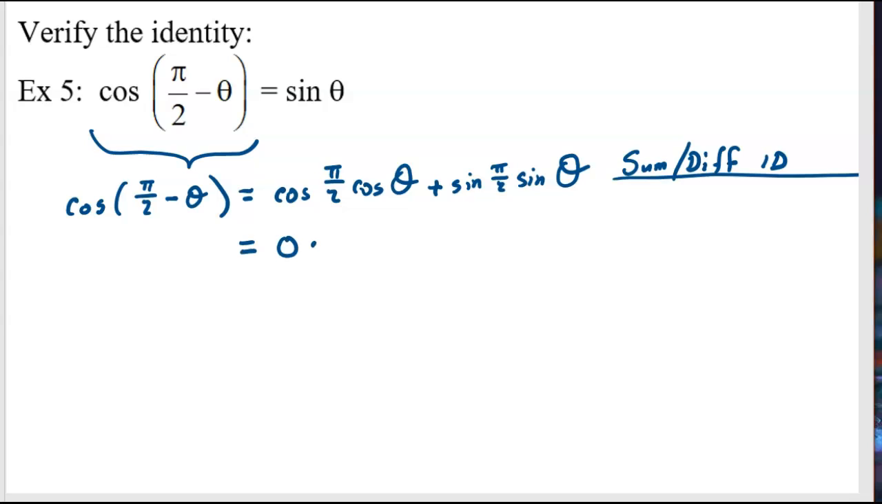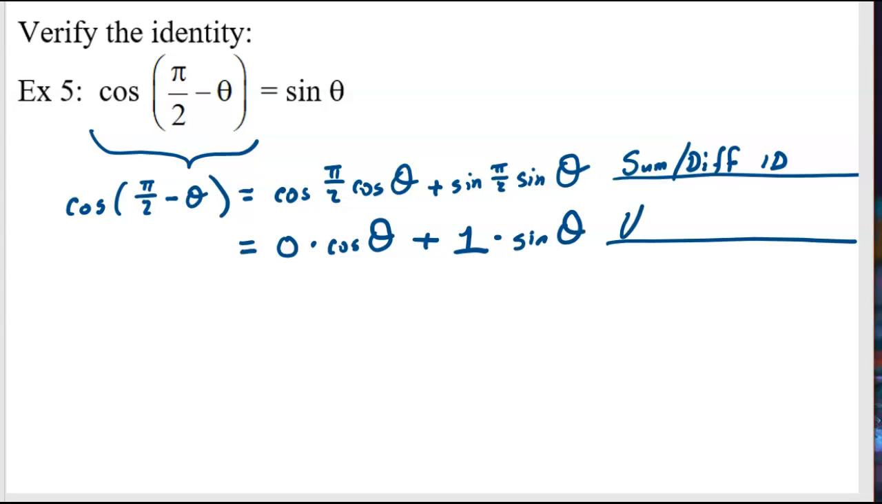So I have 0 times cosine of theta plus, I know sine of pi over 2 is 1 times sine of theta. How do I know that? That's just unit circle. All right, so we just know those values from the unit circle. And then we simplify. 0 times cosine of theta is 0, plus 1 times sine of theta is just sine of theta. How do I know? I just simplified. All right, end of proof.